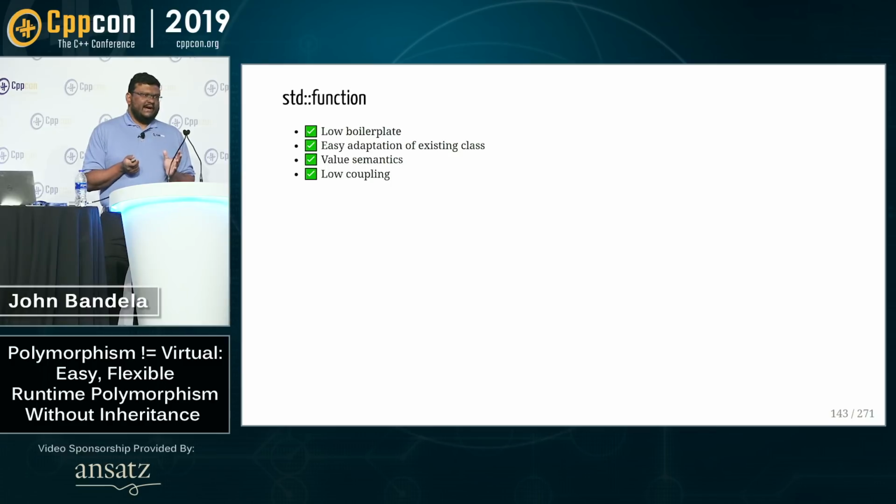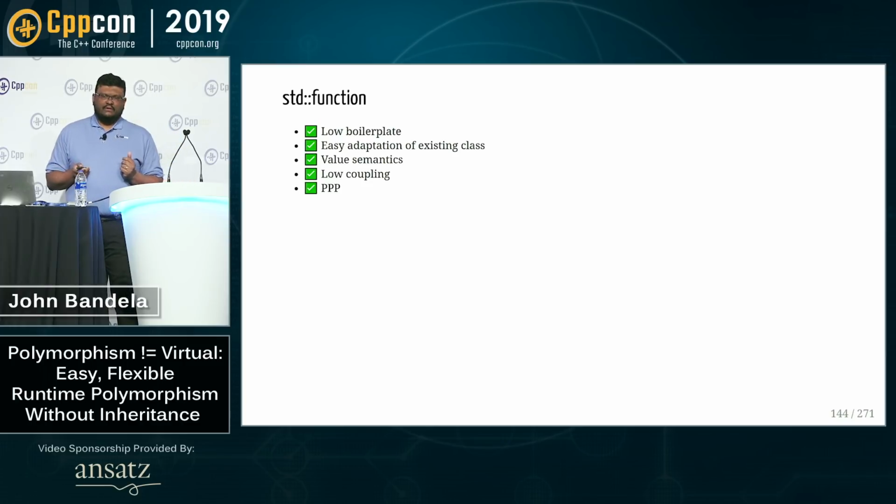We have low coupling, right? We can just take in whatever, it just depends. Do you have a function call operator? Can I make a function call with this signature? And we adhere to the polymorphic principle, right?